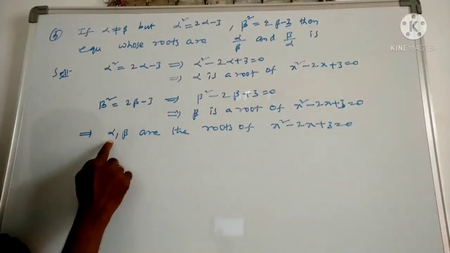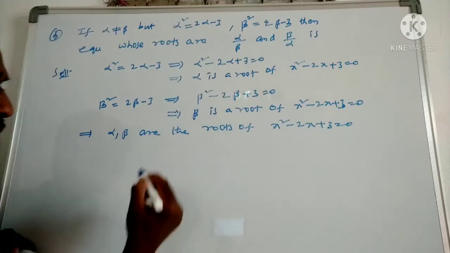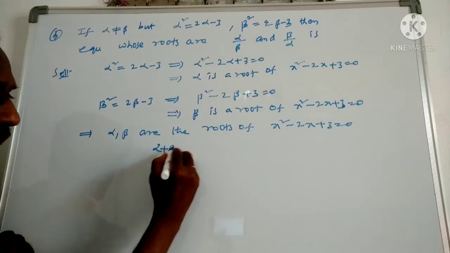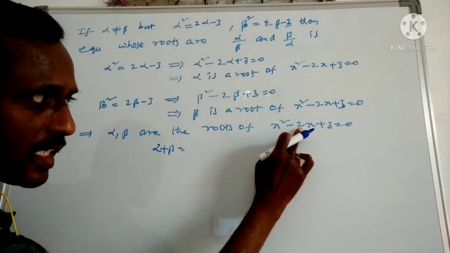Once again, whenever we know the roots of any equation, we can write the sum and product relations. So alpha plus beta, from this what can we write, minus b by a is the concept, right? Minus b becomes plus 2.